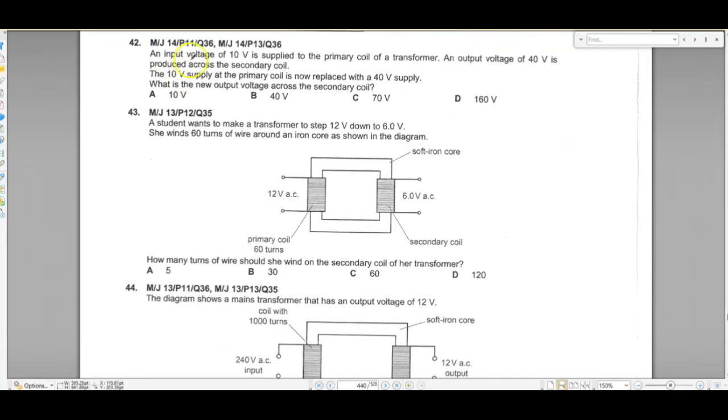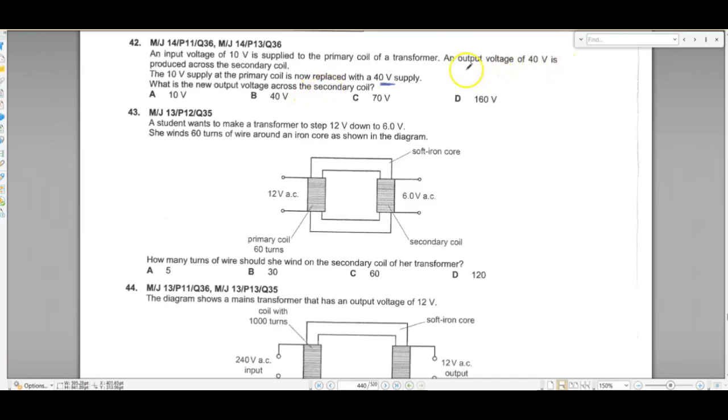Question number 42. An input voltage of 10 volts is supplied to the primary coil of a transformer. An output voltage of 40 volts is produced across the secondary coil. The 10 volt supply at the primary coil is now replaced by a 40 volt supply. What is the new output voltage across the secondary coil?